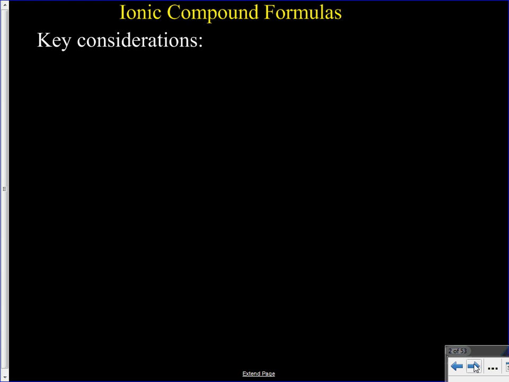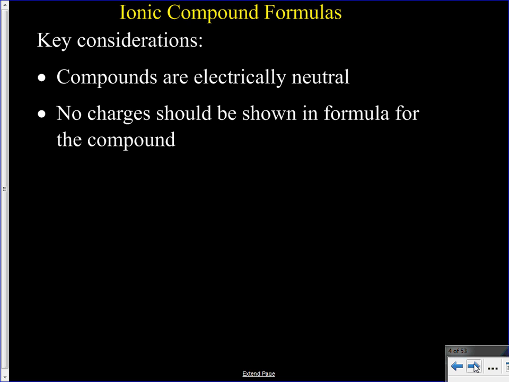First of all, we must realize that whenever we're talking about a compound, compounds are electrically neutral. Overall, they have no net charge. They're not positive, they're not negative. Now, with ionic compounds, we know they're made up of positive and negative ions, but overall, the compound is going to be electrically neutral. So when we write the formula for an ionic compound, we're not going to show any charges in the formula. That's not like when we write the symbols for ions themselves, we include the charge, but not for the compounds.